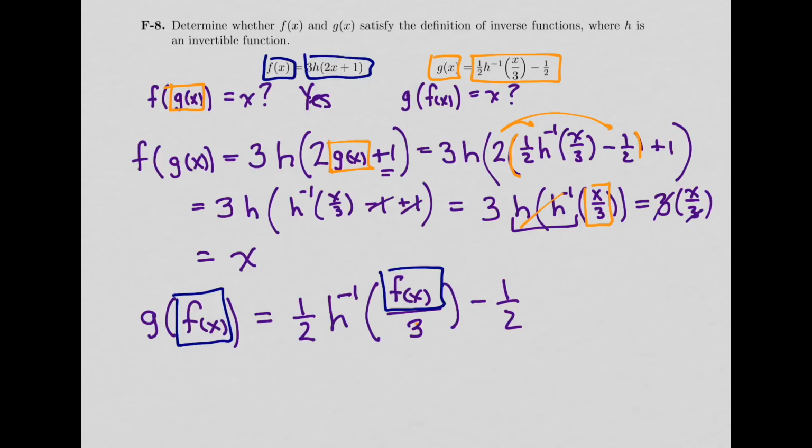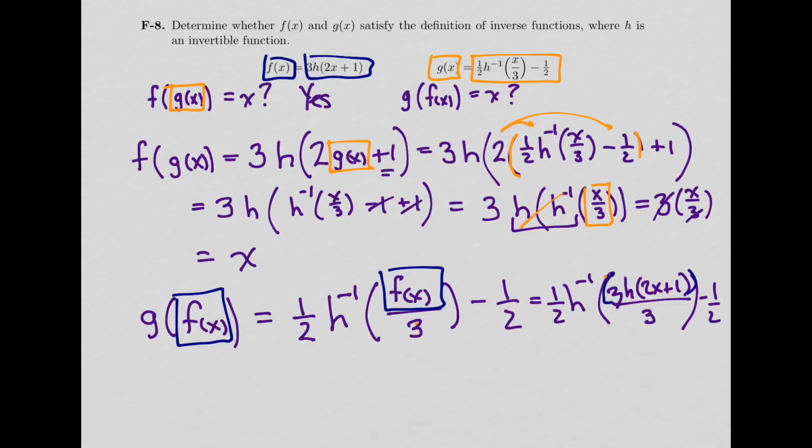So what is the f of x formula? It is, let's write this down, 3h of 2x plus 1. So that's my f of x, divided by 3, and subtract 1/2. Sorry, I was running out of space there. All right, so when I look inside the parentheses, this is where my f of x was.